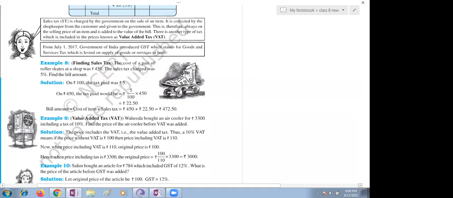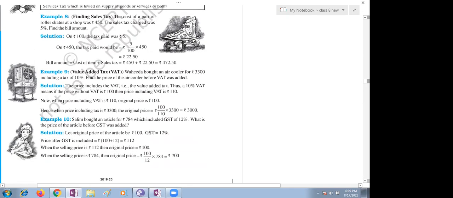That is your bill amount. After adding sales tax, how much amount are you supposed to pay for the bill? 450 plus 22.50. It's very simple, you just have to add it. Bill amount is nothing but the cost of the item plus sales tax together. And they'll also ask sometimes for the original amount.